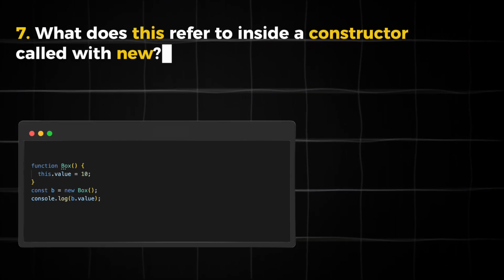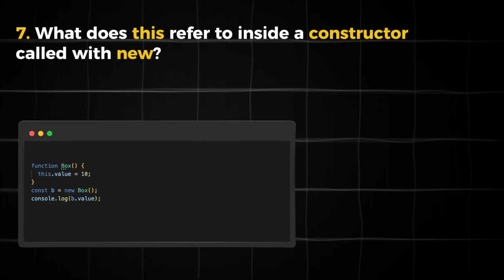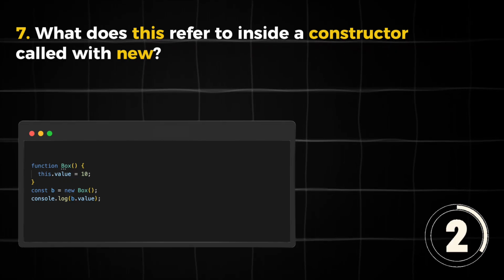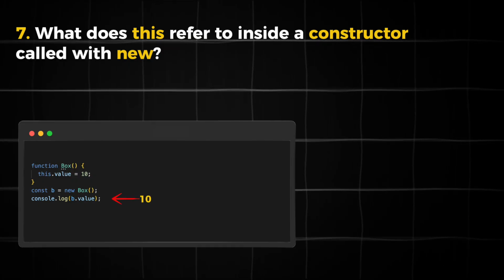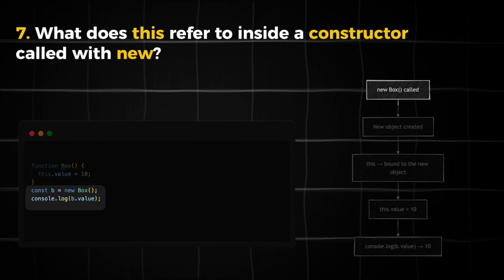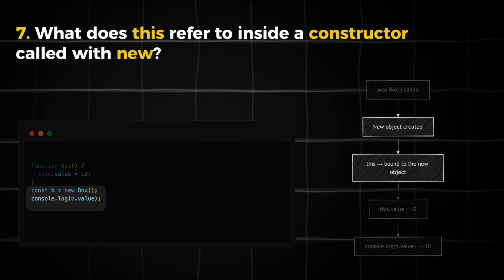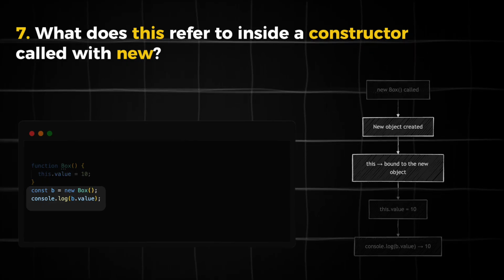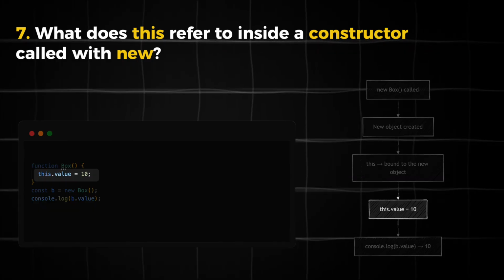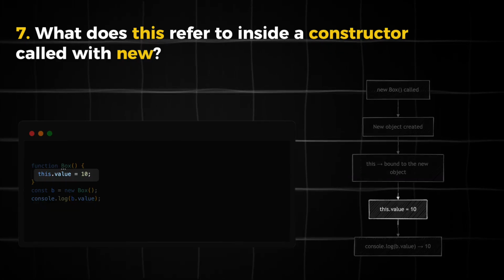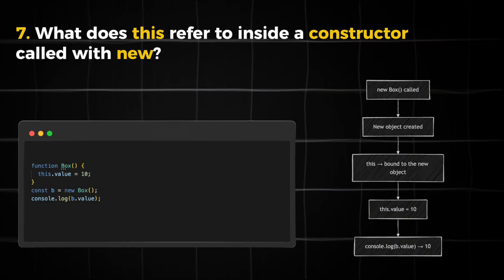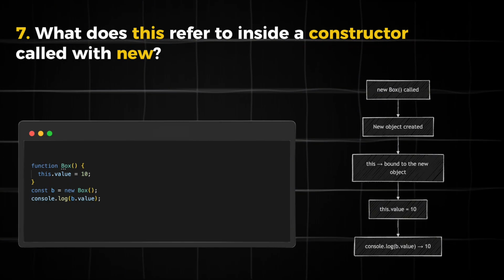Number 7. What does this refer to inside a constructor called with new? b.value is 10. When new Box is called, a new object is created, and this inside the constructor is bound to that object. Assigning this.value = 10 writes the property on the new object. The constructed object is returned, so b.value is 10 when we log it.